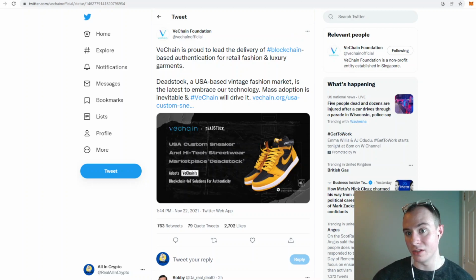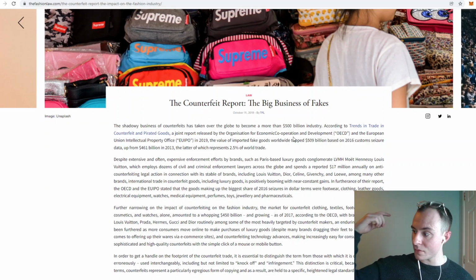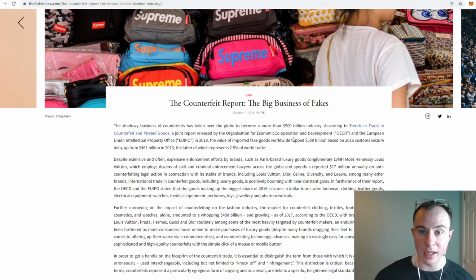It's trillions of dollars. This is just the counterfeit fashion industry, which they reckon the shadow business of counterfeits has taken over the globe to become more than a $500 billion industry. And this is going to continue to grow. This is in relation to fashion, not taking into account things like medicine or pharmaceuticals, foods and electrical goods, which can have huge dangers associated with them. VeChain can solve this problem.